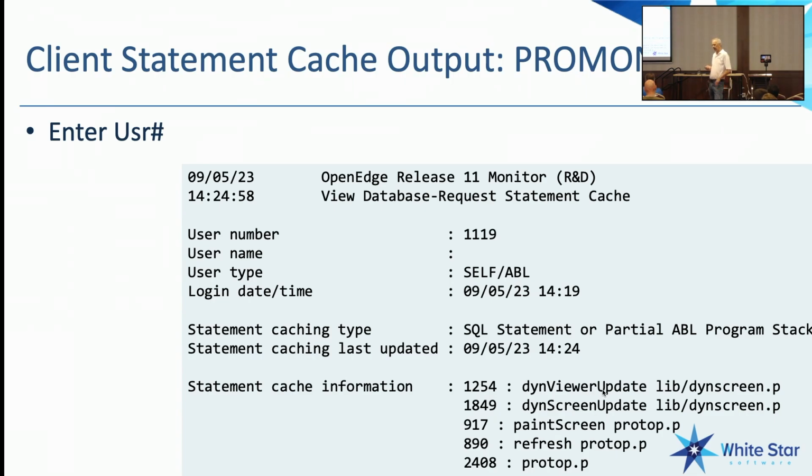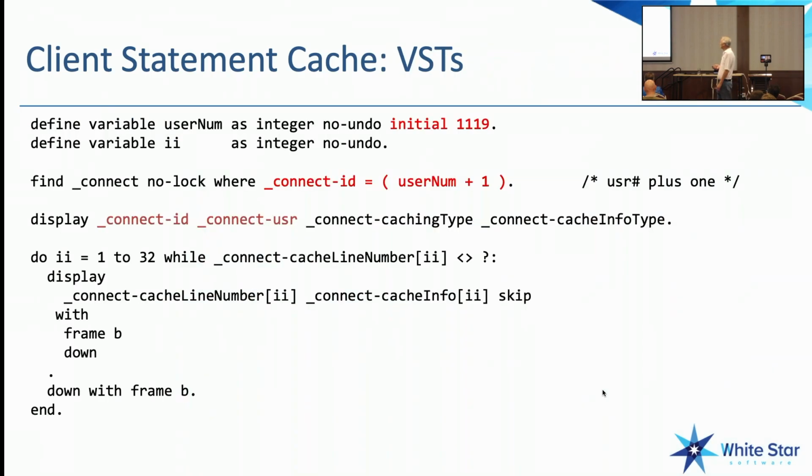And then you can call Rob and you can say, Rob, line 1254, what are you doing? Then I'll say, Tom, what are you doing? Or you can write some 4GL code with the VSTs, which looks kind of like this.